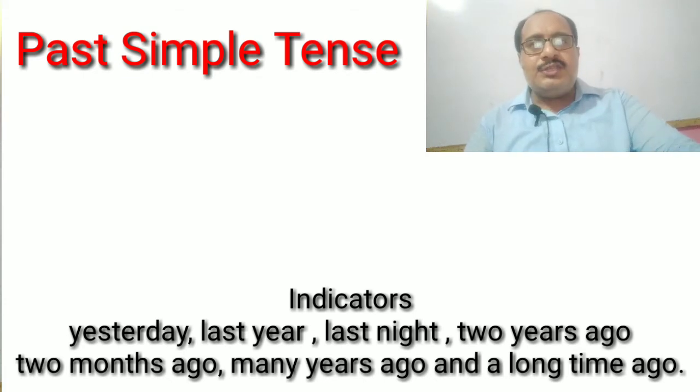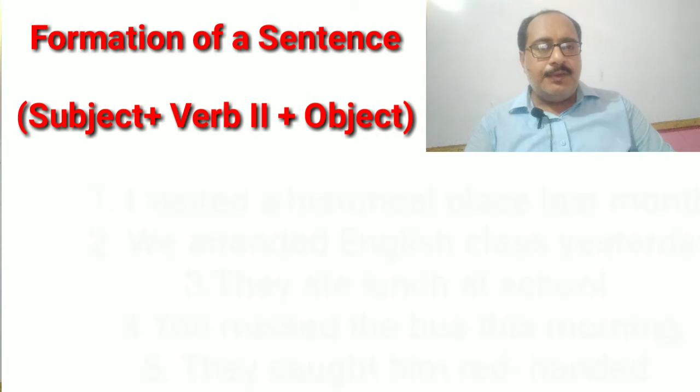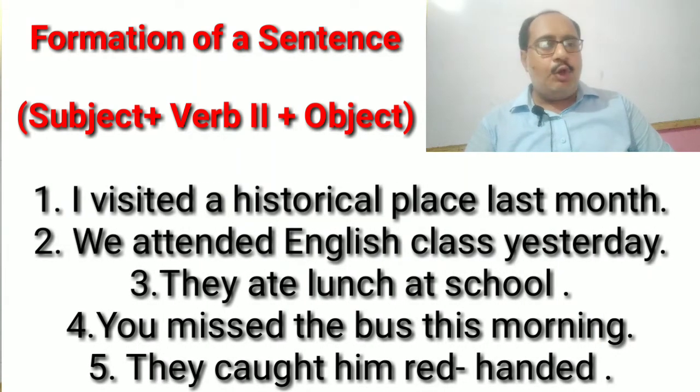Now, let's talk about the structure of a sentence. I mean the formation of a sentence. My dear students, in past simple tense, we need a subject. Subject could be singular or plural. Then the verb, the second form of the verb, and then the object.